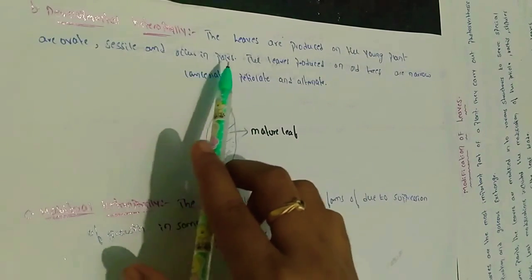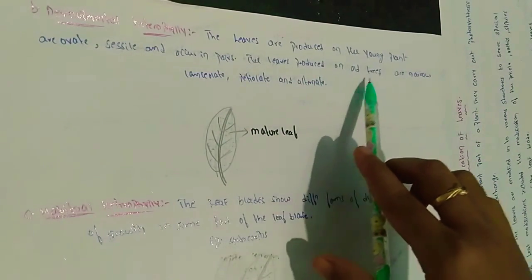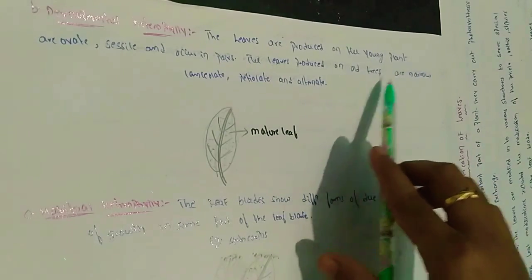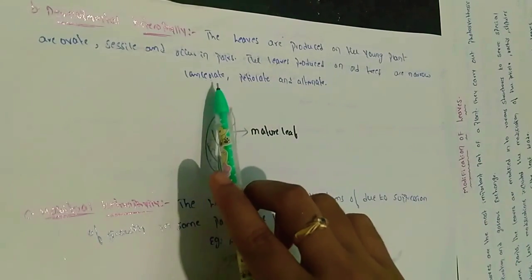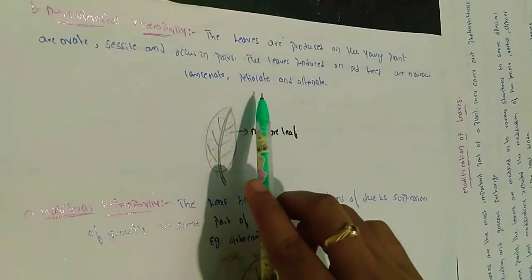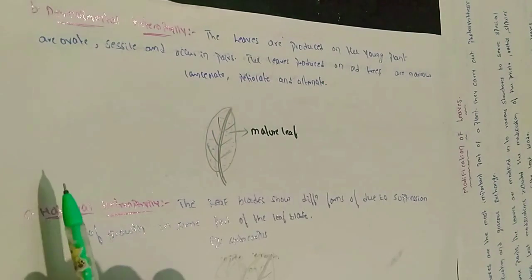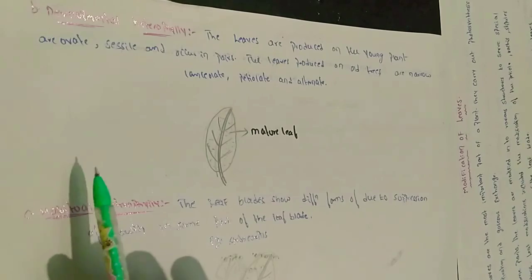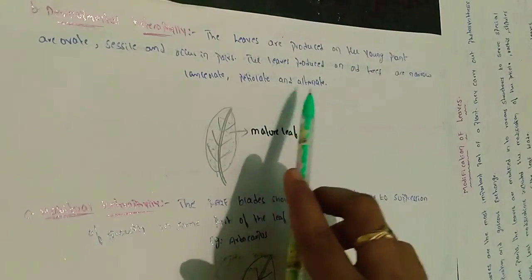The leaves produced on old trees are narrow and lanceolate, lance-shaped, petiolate and alternate. Petiolate means having a stalk or petiole. This is a mature leaf.